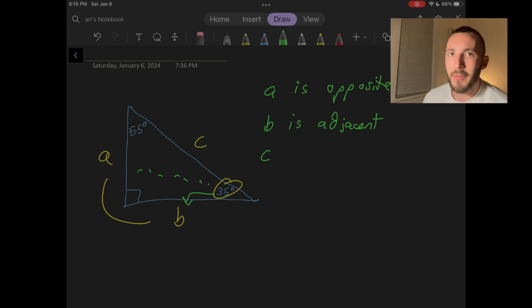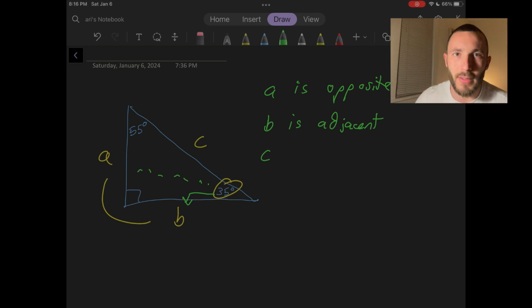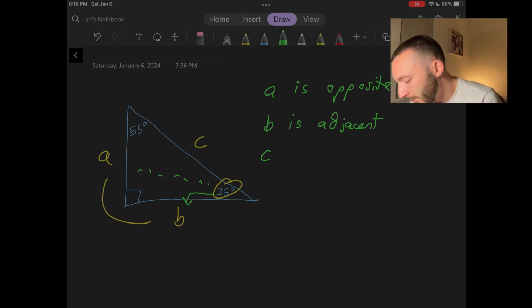That is the side opposite the 90-degree angle. So it's also the longest side in any right triangle, and that's just always called the hypotenuse. There's a Key and Peele video where they say they want to get high on hypotenuse. I'll link that in the description. So C is the hypotenuse.